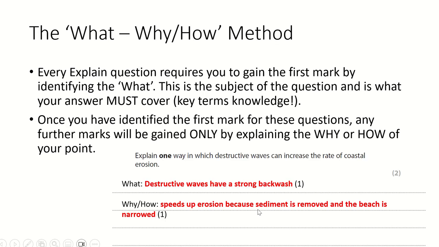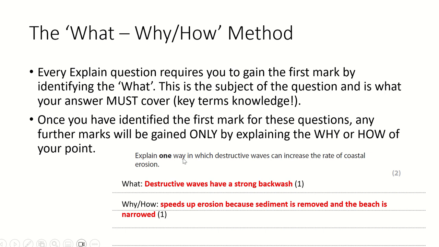So this is what I mean by the what, how, why method. If this was the question, explain 1 way destructive waves can increase coastal erosion. You tell me what destructive waves are. They're waves with a strong backwash. This can speed up erosion because sediment is removed and the beach is narrowed.